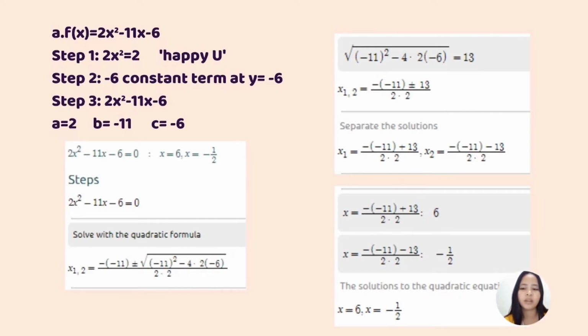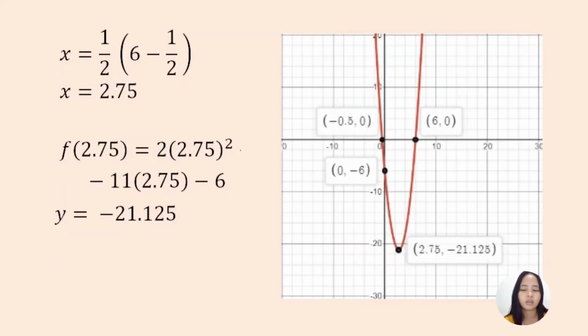x is equal to 1/2 times (6 minus 1/2), so x is equal to 2.75, and f(2.75) is equal to 2 times 2.75 squared minus 11 times 2.75 minus 6. So y is equal to negative 21.125. So this is the graph.